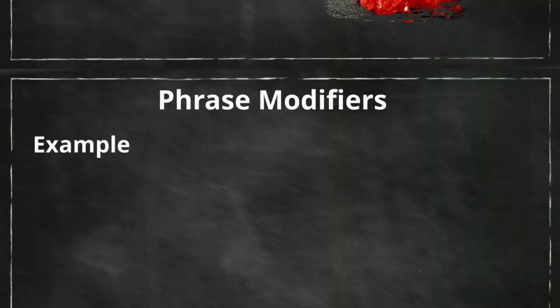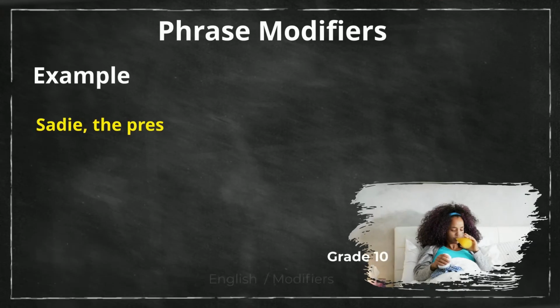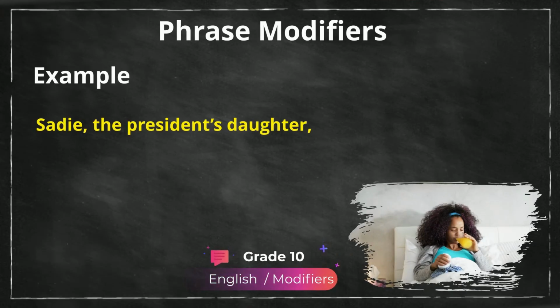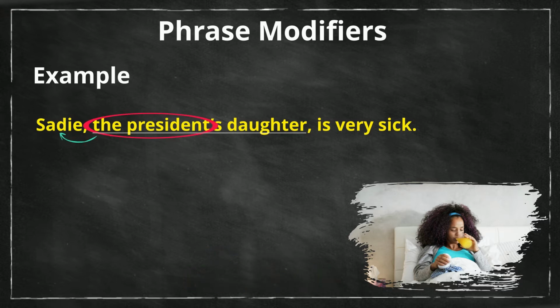Phrase modifiers. Sadie, the president's daughter, is very sick. Here, the phrase "the president's daughter" modifies the noun Sadie. In this phrase, "the president's" modifies the noun daughter. But the whole phrase itself becomes an adjective when it modifies the noun Sadie. Another adjective, sick, is modified by the adverb very.